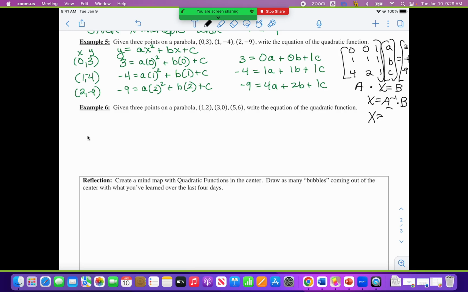Okay, I'm getting an answer matrix of 1, negative 8, 3. You guys getting that? Okay, so now I haven't written my equation yet, right? This is the A, the B, and the C. So here's your answer. You go back to general form, and that's the coefficients. So it's 1x squared minus 8x plus 3.